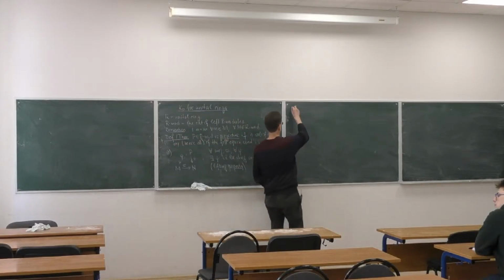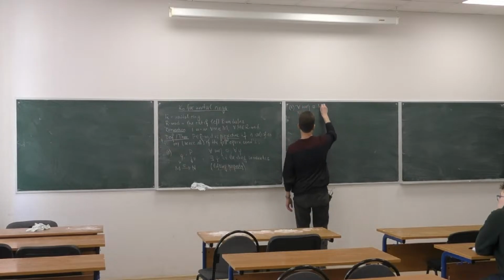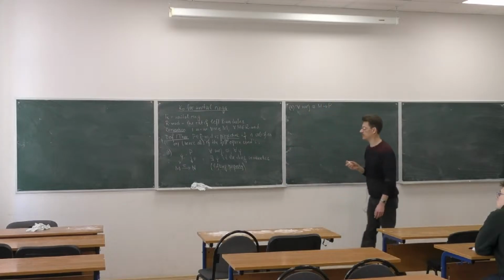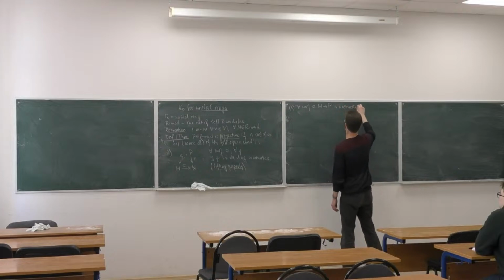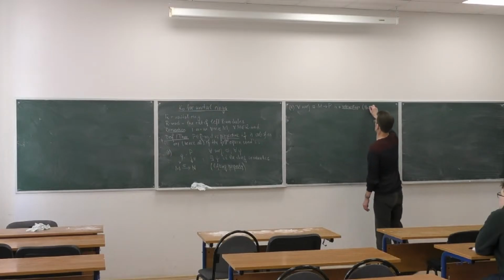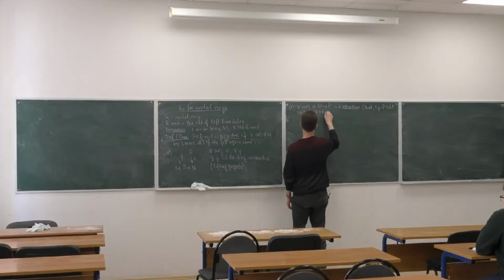Condition 2, which looks weaker, but in fact it is equivalent to 1. Every surjective morphism sigma from P onto M is actually a retraction, which means that it has a right inverse map, a section. There is a morphism psi from P to M such that if we first apply psi and then sigma, then we get the identity map of P.